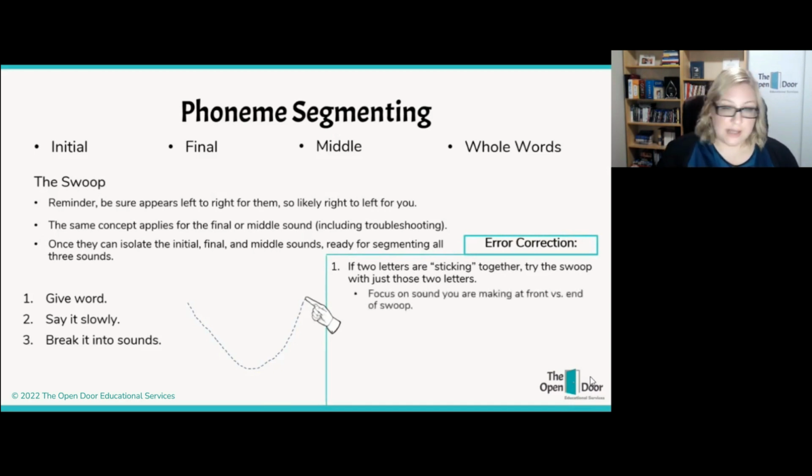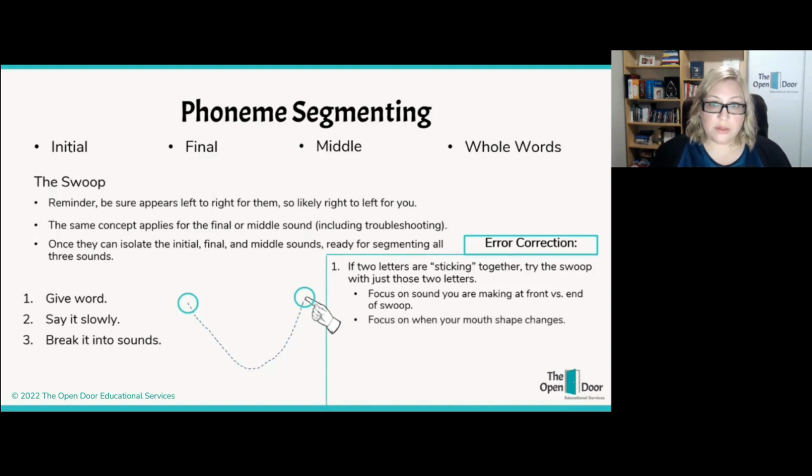telling them to focus on the sounds you're making at the front versus the sound you're making at the end. And again, focusing on the shape of your mouth so that they can see when your mouth is changing from one sound to the next. K, ah, t. Your mouth will change shape between each. Sometimes if it's helpful and they're really stuck, you can make sure you're accentuating that change a little bit too.